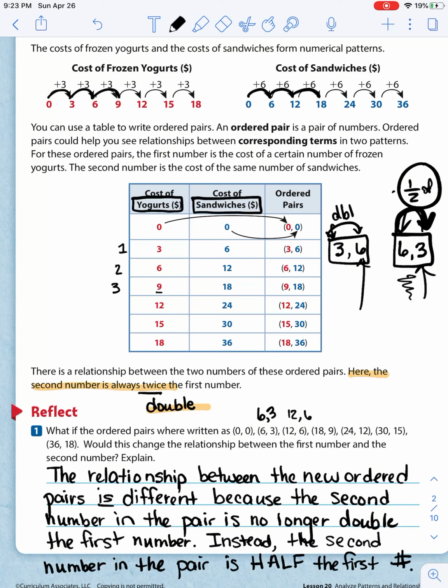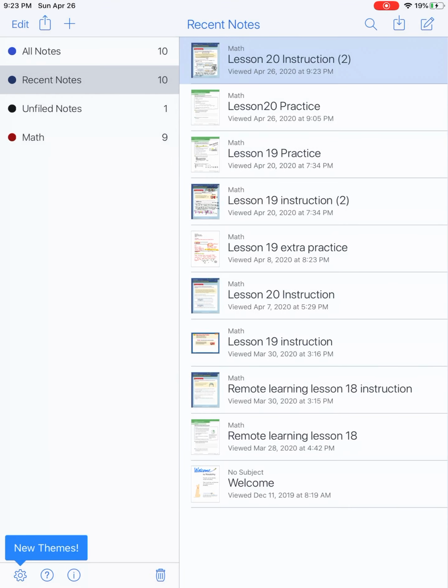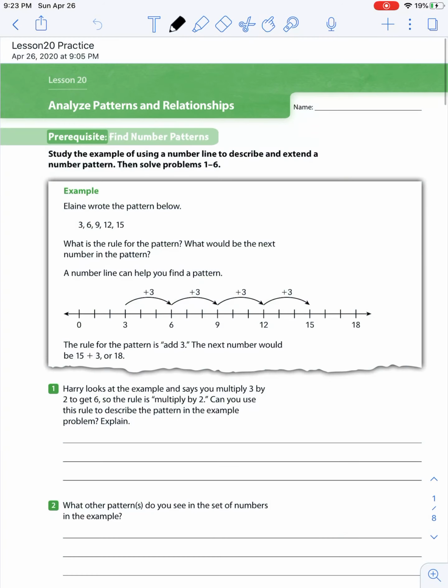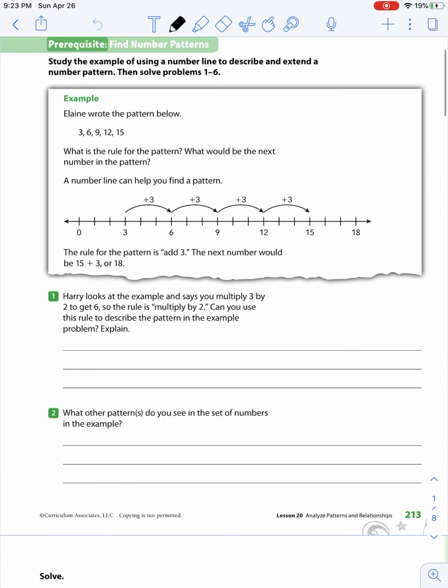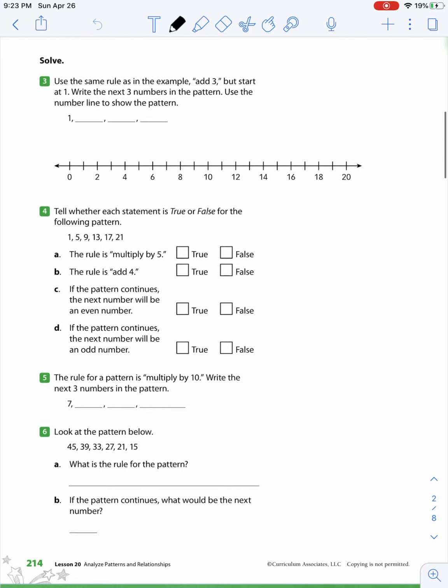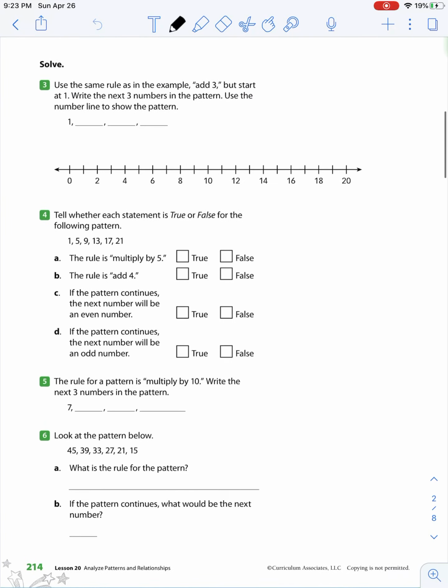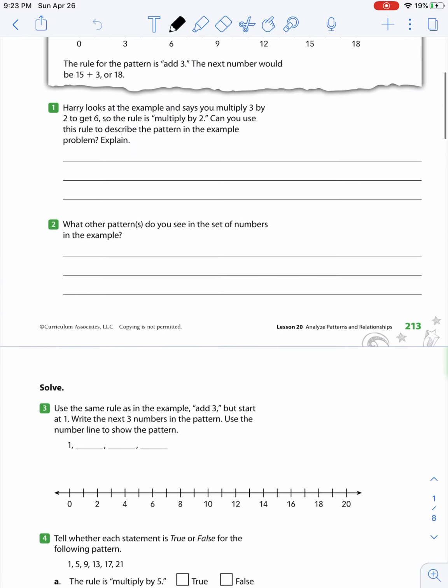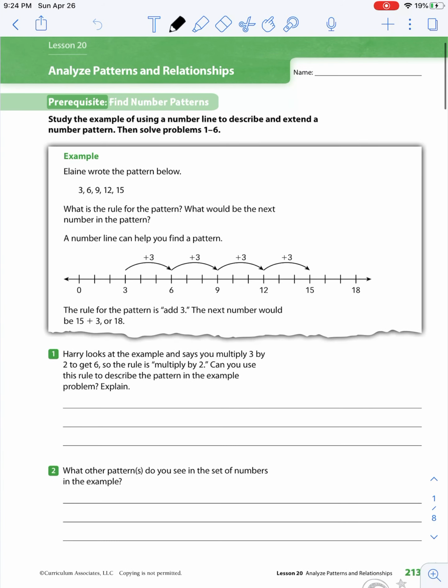Okay? You're going to try to analyze some relationships on your practice page yourself this time. So you are going to turn to page 213 and 214 in your practice book. You're going to complete those and send me a photo of your 2 pages when you are all done. All right, boys and girls, I will go over these with you in your video on Thursday. Have a great science day on Wednesday.